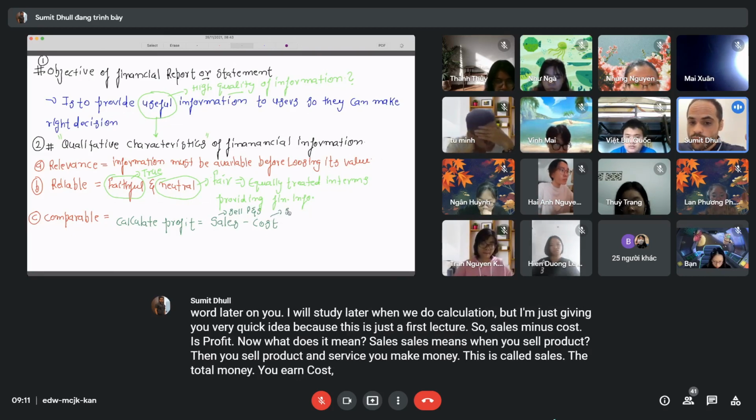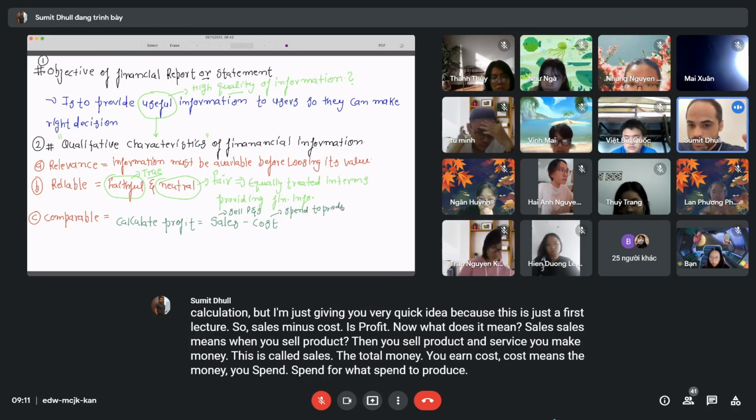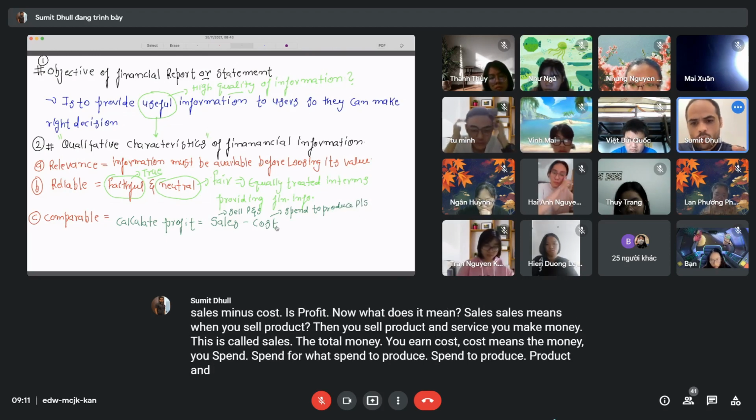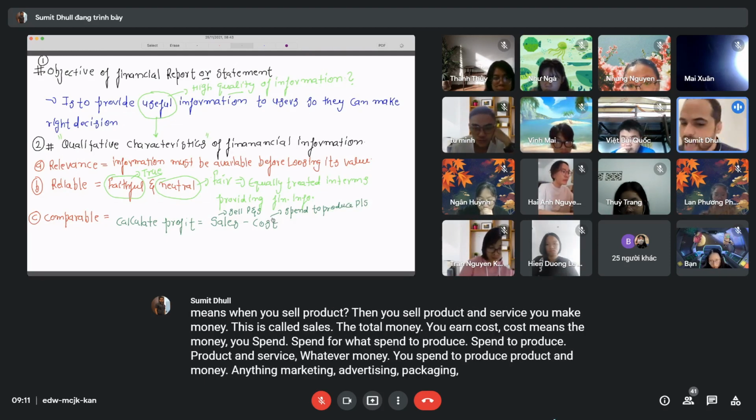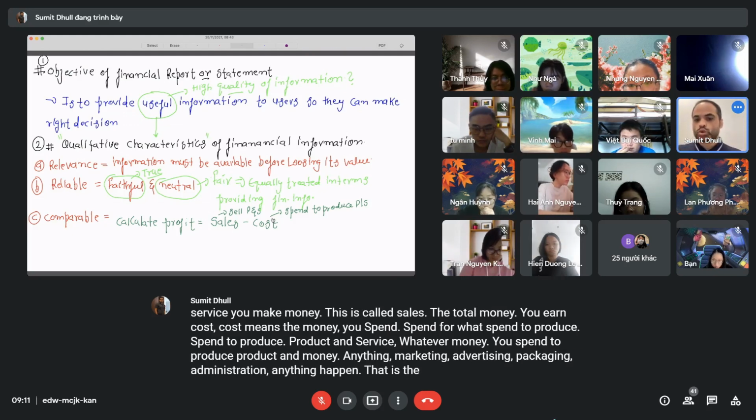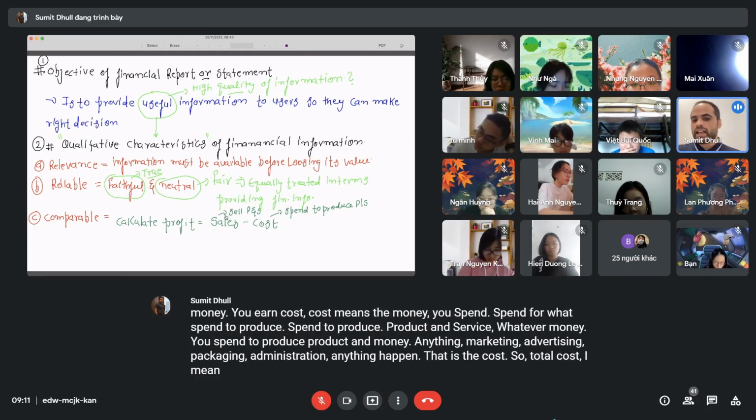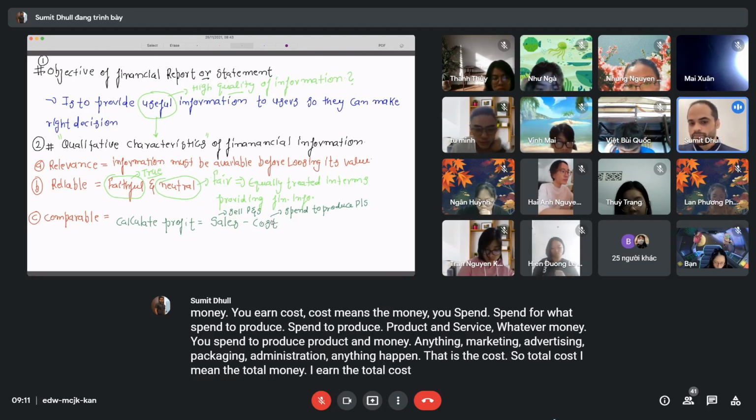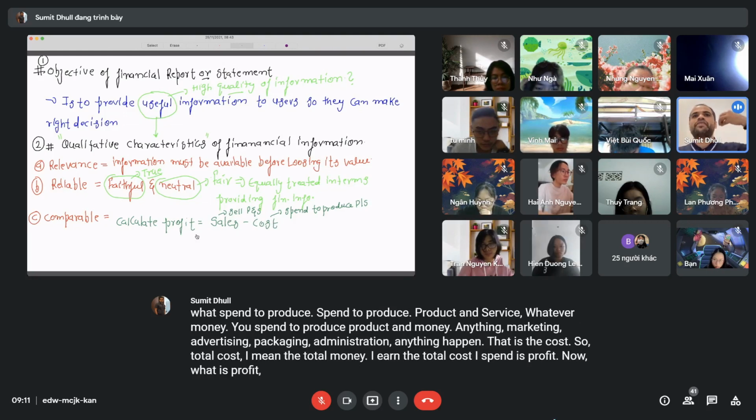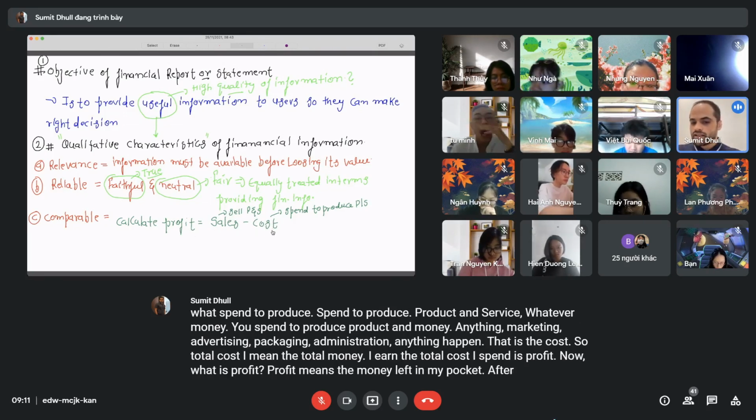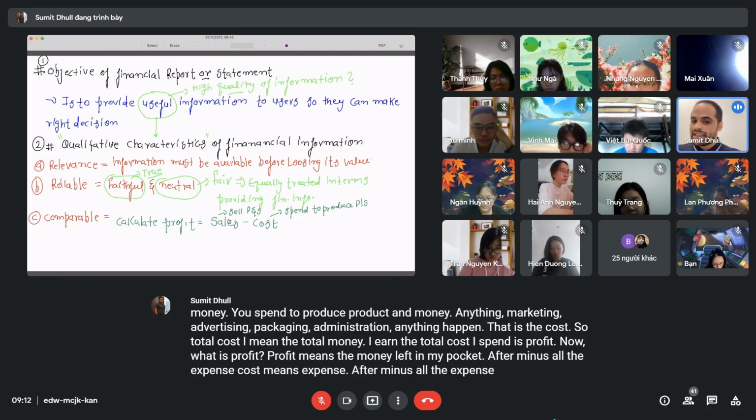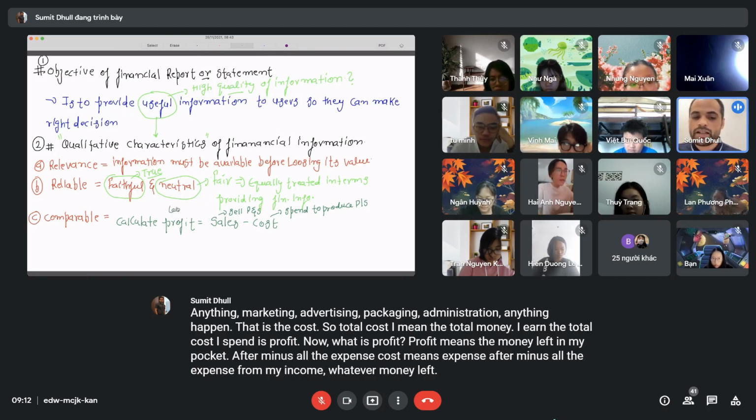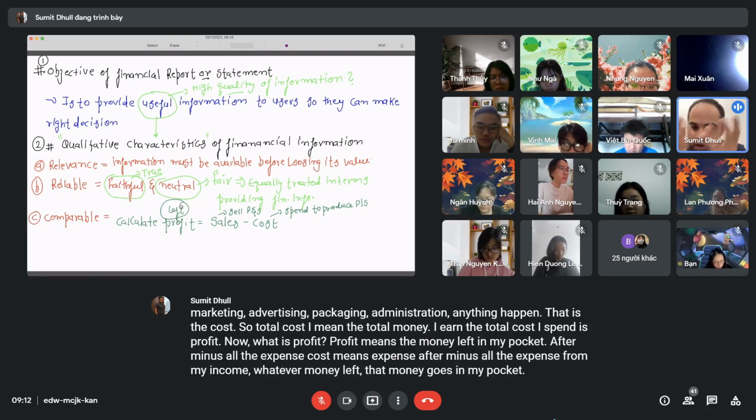Cost means the money you spend. Spend for what? Spend to produce product and service. Whatever money you spend, marketing, advertising, packaging, administration, anything, that is the cost. So the total money I earn minus the total cost I spend is profit. Profit means the money left in my pocket after subtracting all the expenses. Cost means expense. After subtracting all the expenses from my income, whatever money is left goes in my pocket. That's the meaning of profit.